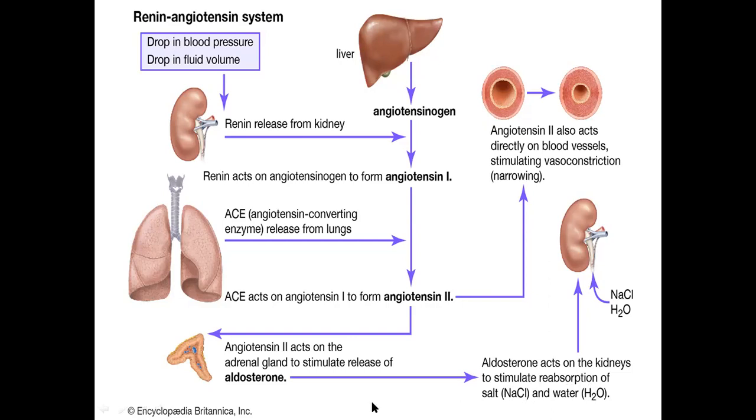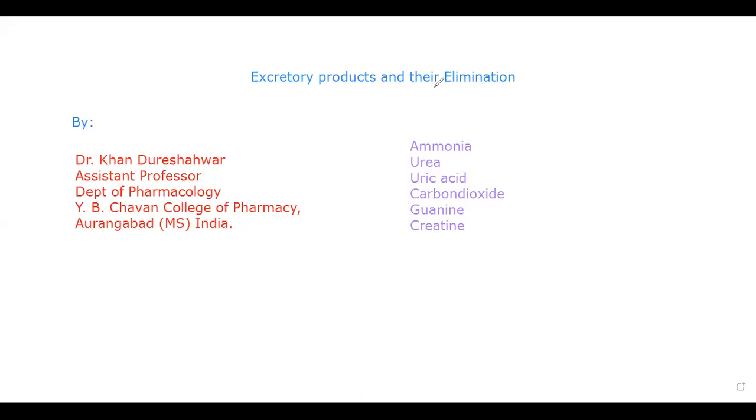And this is a summary of the total excretory system, and of how the RAS acts, and how every process works, like the urine formation and then the renin-angiotensin system.